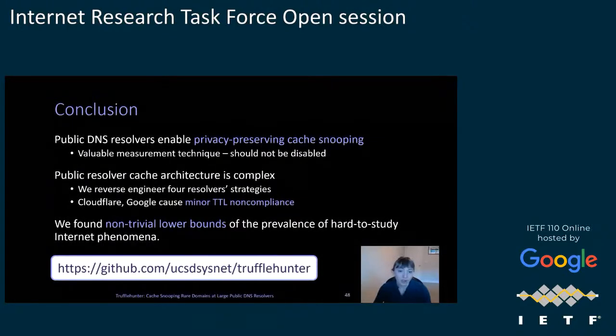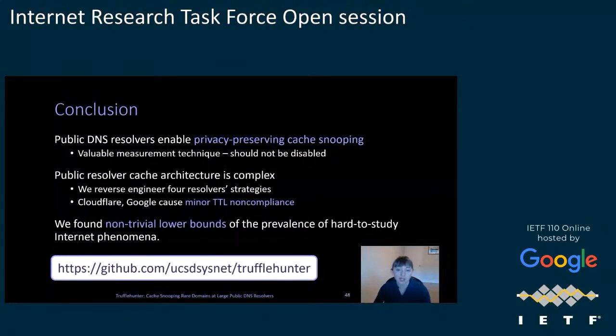To conclude, we found that public DNS resolvers enable us to use cache snooping as a privacy-preserving measurement technique rather than an attack. We think this is a valuable measurement technique that should not be disabled on specifically public DNS resolvers. We also found that to use cache snooping on public resolvers, you have to understand their cache architecture, which is quite complex. So we reverse engineered 4 of these resolver strategies, and we did find that Cloudflare and Google caused some minor TTL non-compliance. Whether that's an actual issue or not is not up for us to decide, but we suspect it's not that much of a problem. And then finally, we used our tool to find non-trivial lower bounds of the prevalence of internet phenomena that were previously very difficult to study.